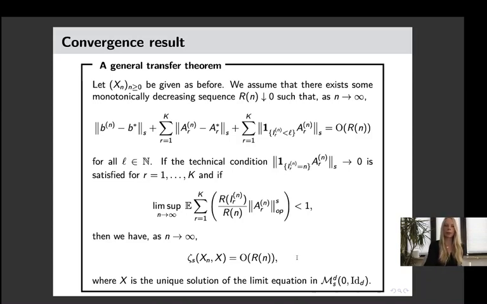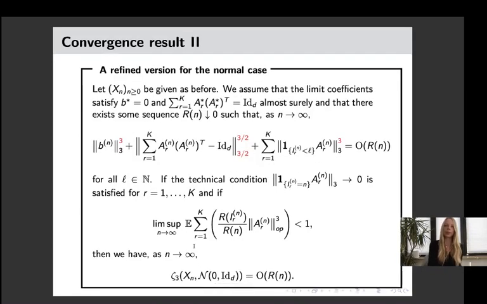So this is our general theorem, but we also have a refined version of this theorem, which applies if the limit distribution is the normal distribution. So this is the refined version for the normal case. We now additionally assume that the limit coefficients satisfy that B star is 0 and that the squared limit coefficients A_r star sum to 1 almost surely, or to the identity matrix in the multivariate case.